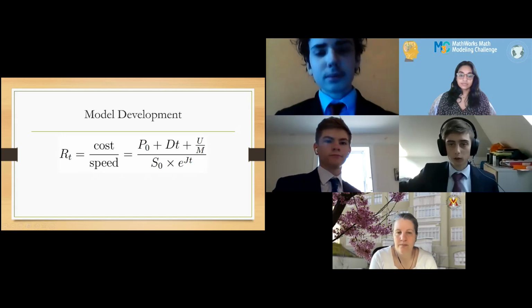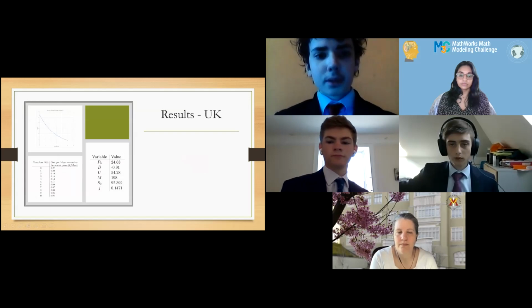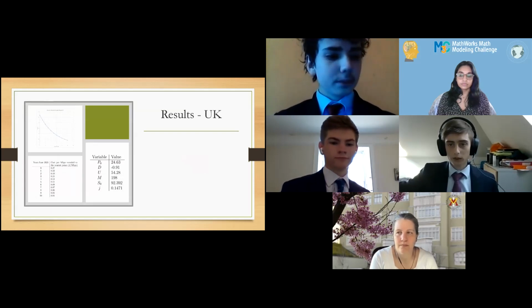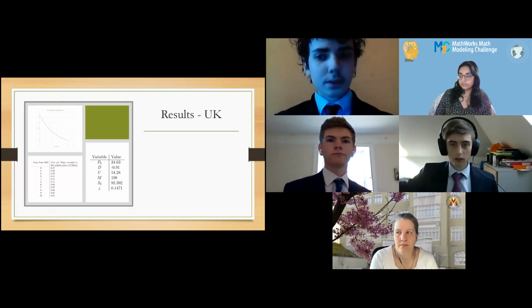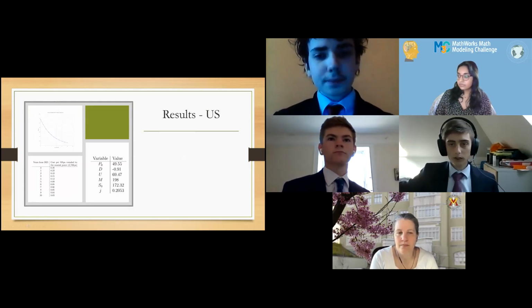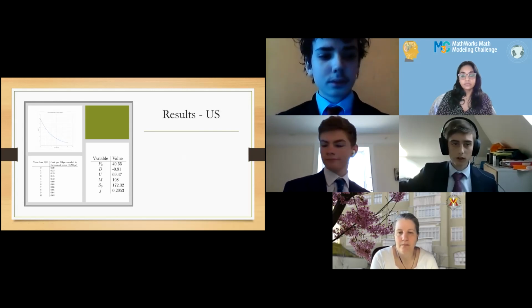Finally, we combined the 2 equations to obtain the equation that would give us a result in pounds per month per megabit per second of internet for a given year into the future. From the data provided, we input the variable values for the UK into our equation and obtained the result for the next 10 years. We found that the price of a megabit of internet would drop to 4p in the UK. We repeated this process for the US and found that the price would drop to 3p in the same period of time.